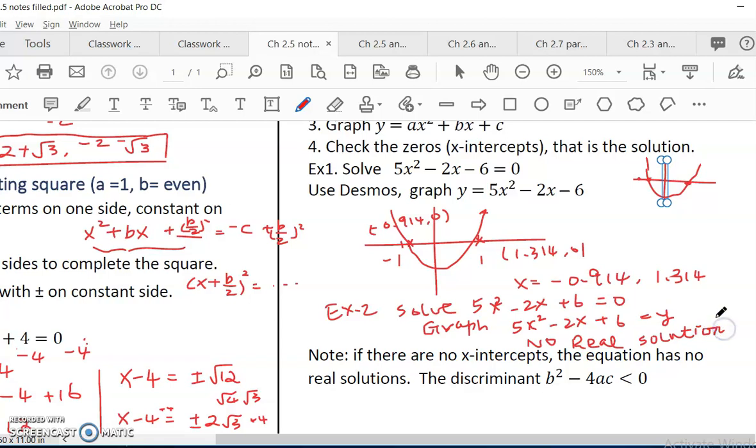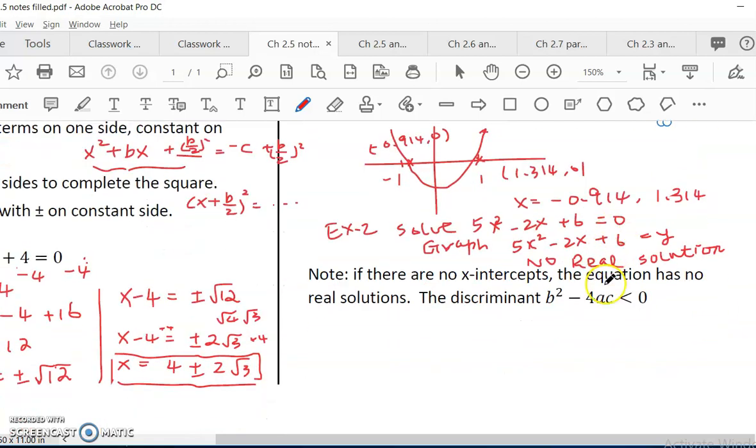Now, how can you, not looking at the graph, determine that there is no real solution? Because sometimes this is something that you want to solve in real life. And it would be nice if I just know that, oh, there's no x-intercept. It has no real solution. It's not a real number. So the way you can do it is by checking something called a discriminant.